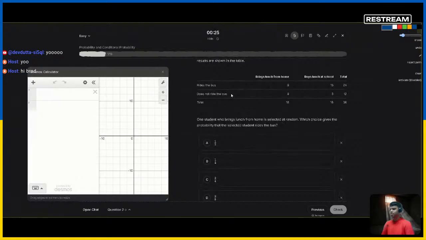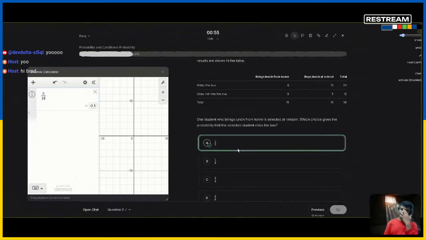Okay, we don't need to care about who rides the bus. Bring lunch from home, so it's 18. So the total is 18. But then we have to divide it by 9. Did I do it opposite? 9 over 18 gives us 0.5. Oh my god, I just realized it says 9-9, which is 50-50. Oh my goodness, I'm so dumb.